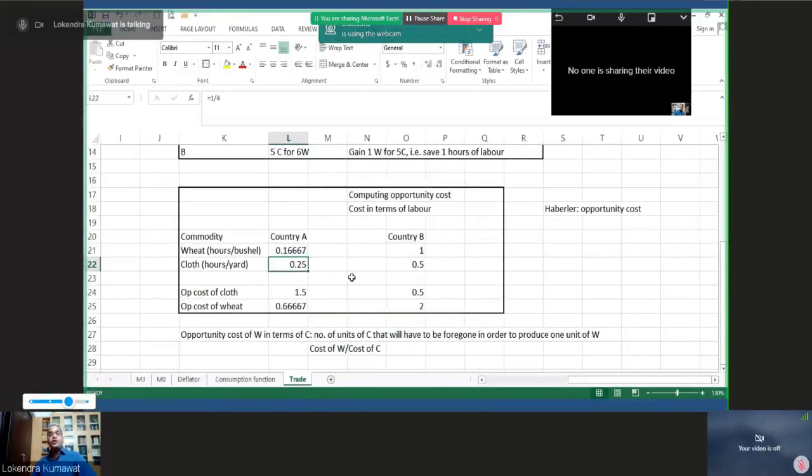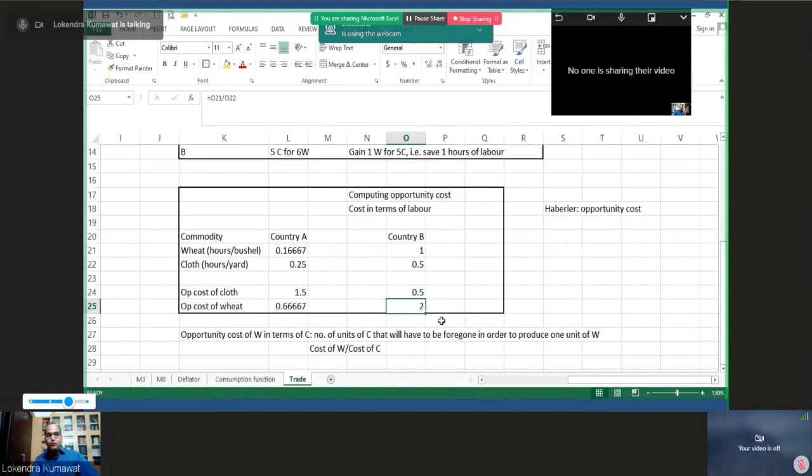Here, look at this. 1 unit of cloth requires 0.25 hours, but 1 unit of wheat requires only 0.16 hours. This is just 2/3 of this. So in order to produce 1 unit of wheat, you just need to sacrifice 2/3 units of yards of cloth in country A. Look at country B. Wheat requires 1 hour of labor, but cloth requires only half an hour of labor. So if you are using the resources which you would have used to produce cloth to produce wheat instead, you will have to forego 2 yards of cloth in country B.